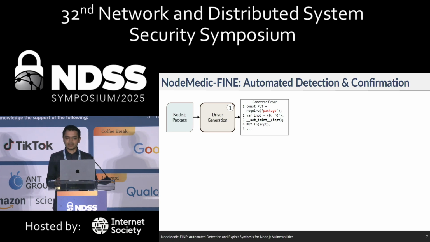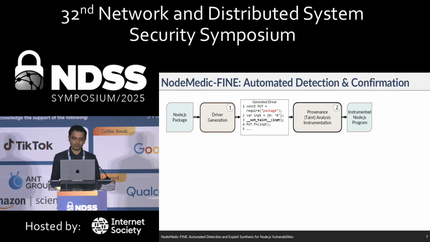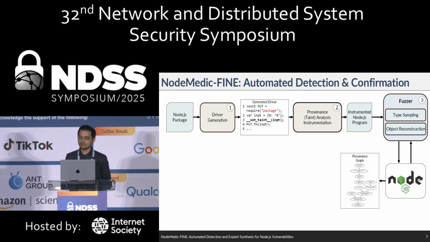NodeMedic-FINE starts by ingesting a Node.js package and generating a driver that can automatically execute the public APIs of that package with provided tainted inputs. The driver, as well as the package, are instrumented to perform a type of taint analysis called provenance analysis. The instrumented package and driver are given to our fuzzer, which performs type sampling and object reconstruction to generate inputs and execute them on the package running on Node.js. The result of this, if a potential flow is found, is a provenance graph which stores a tainted flow in the form of a trace of operations performed on the tainted data on its way to the sensitive API sink.